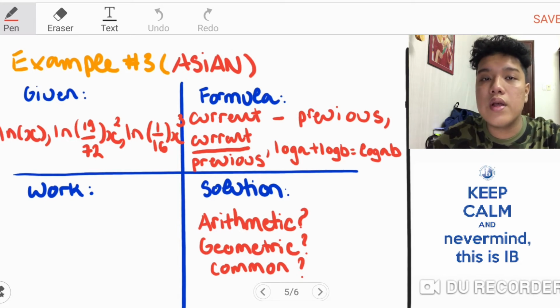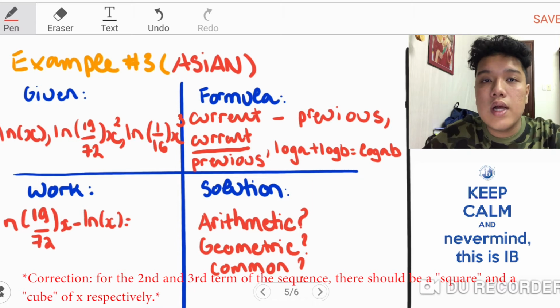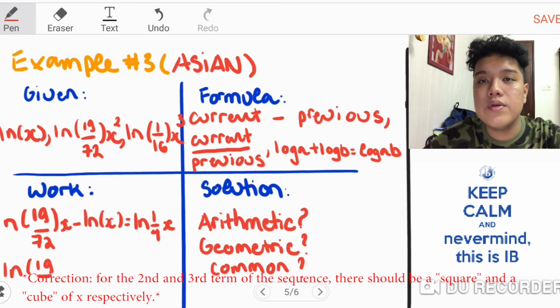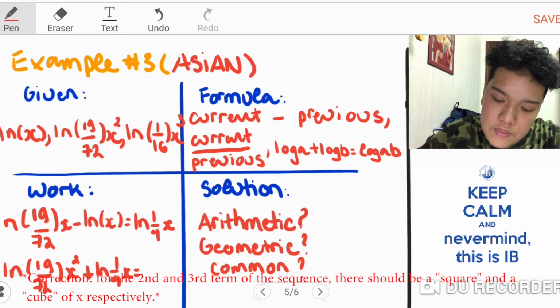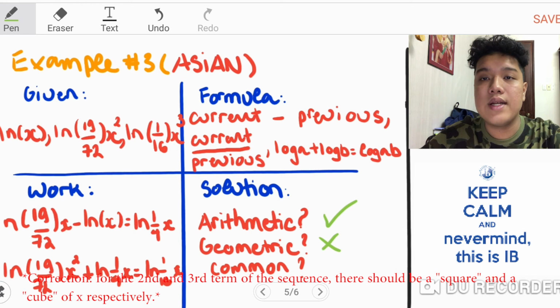I suggest you do the opposite and find out if the sequence is arithmetic with a common difference. Natural log of 1/4x minus natural log of x equals natural log of 1/4. By the rule of logarithms, natural log of 1/4x plus natural log of 1/4 equals natural log of 1/16x. This sequence is an arithmetic sequence, therefore it is not a geometric sequence.